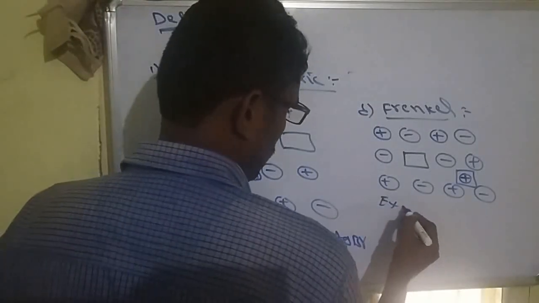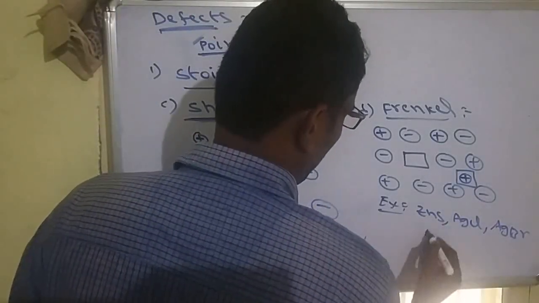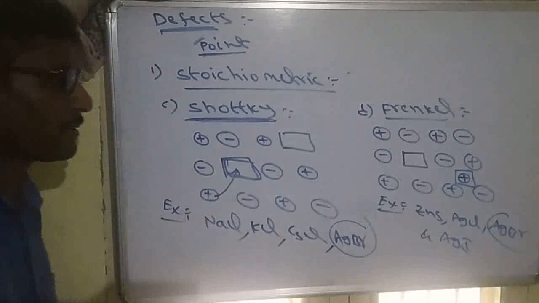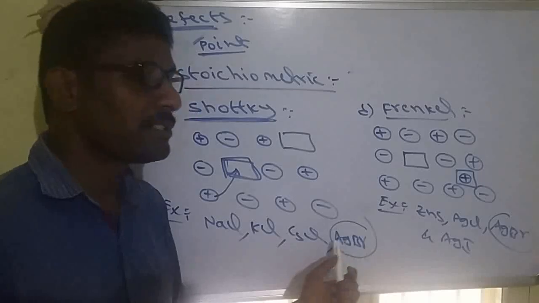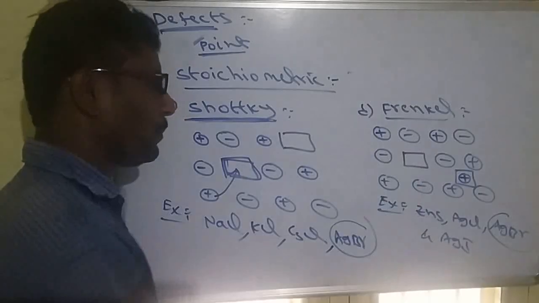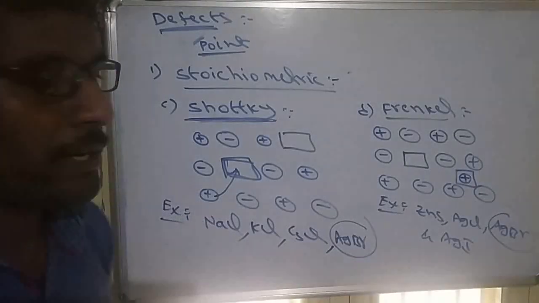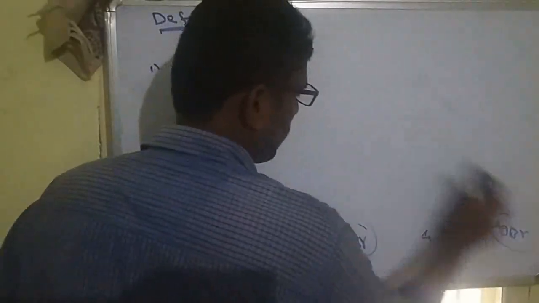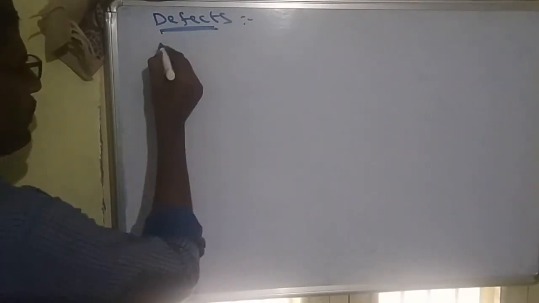Examples are zinc sulfide, AgCl, AgBr and AgI. In this series, AgBr can show both types of defects: Frenkel defect as well as Schottky defect. That means its size difference is neither very high nor very small. It is medium, so it can show both Frenkel and Schottky defects. So all these are stoichiometric defects, whose composition is constant. After the stoichiometric defects, another one is impurity defect.